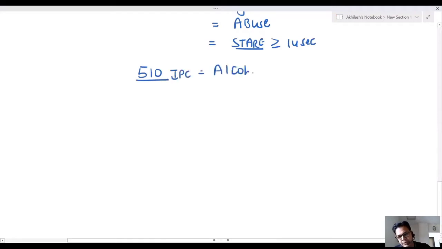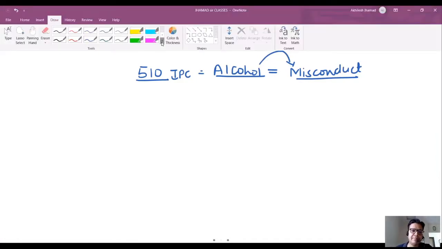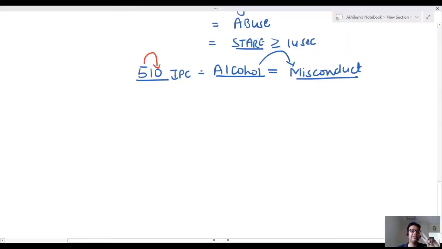If after consuming any alcohol or any drug, you are misconducting with anyone, misconduct after consuming alcohol is 510. And what is the trick to remember? When you drink alcohol, you start seeing 5 double, 10. 5 doubles to 10. When you start seeing double, that is when you misconduct. That's a very simple trick. If 5 becomes 10, then you are misconducting. This is 510 IPC.